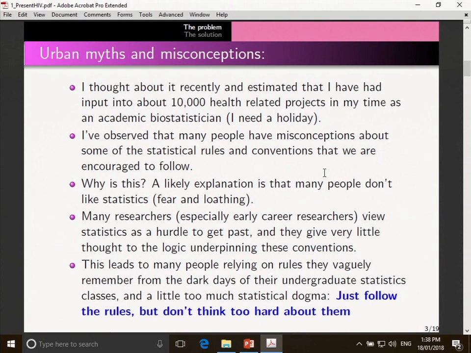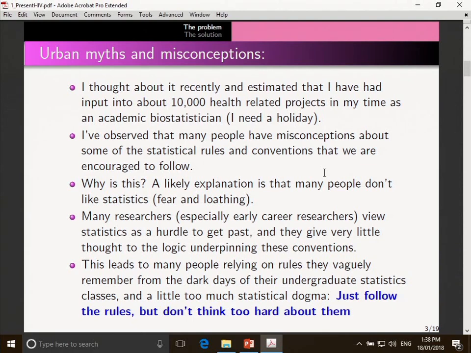Okay, I thought about this recently, okay? And I did a little quick calculation in my head, and I worked out that I've probably provided input into about 10,000 research projects in my career, which is a horrible thought. It actually made me unhappy. I want a holiday. I want to retire already, okay? That was the first thing I came up with.